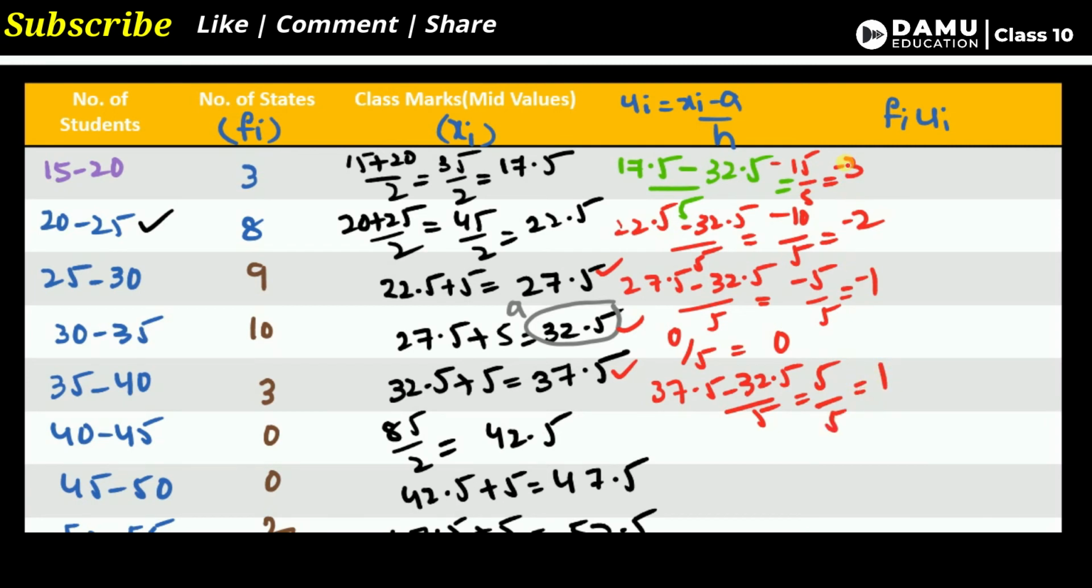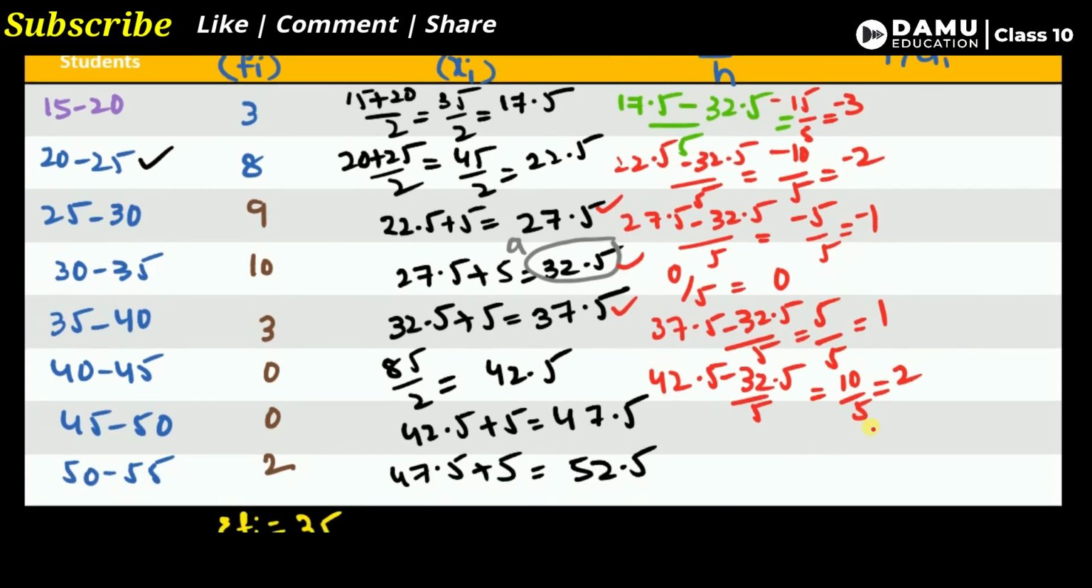So if you observe here, minus 3, minus 2, minus 1, 0, 1. Next value we will get it as 10. That is, we will get 10 by 5, we will get 2. So next value, simply you can observe that 3 and 4 the values. So 47.5 minus 32.5, we will get 15 by 5, that is 3. 52.5 minus 32.5, we will get 20 by 5, exactly it is 4.